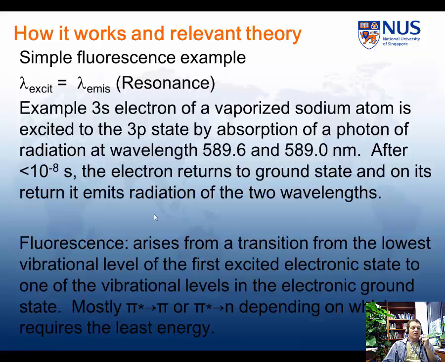So remember, we've just talked about transition from the lowest vibrational level of the excited electronic state. Mostly for fluorescence, you're looking at pi star to pi or pi star to n, depending on which requires the least energy. Energy is always minimized.